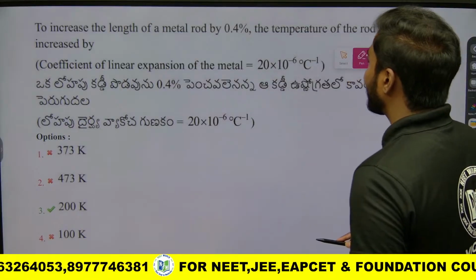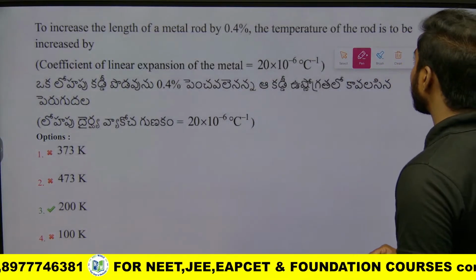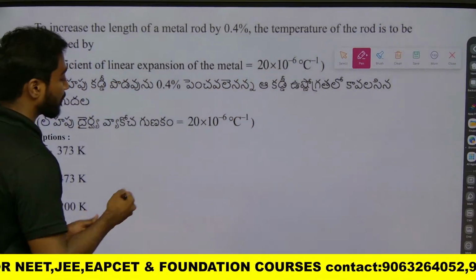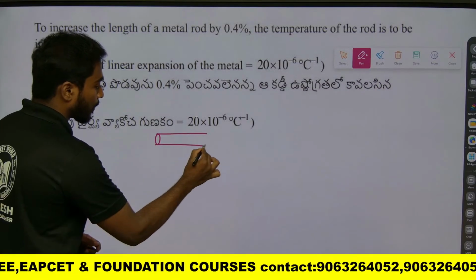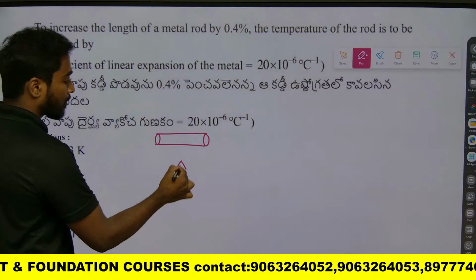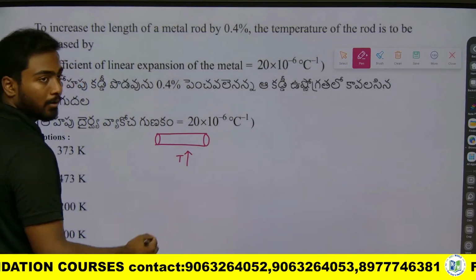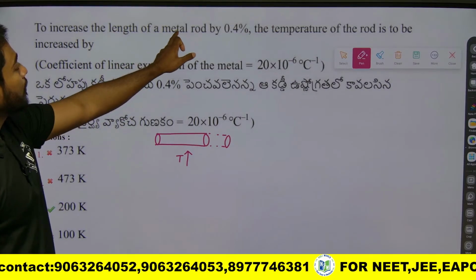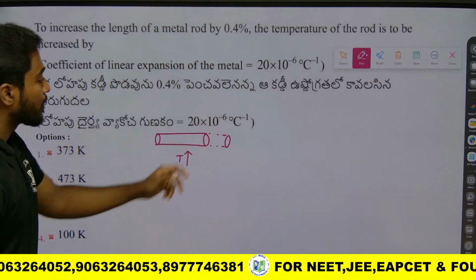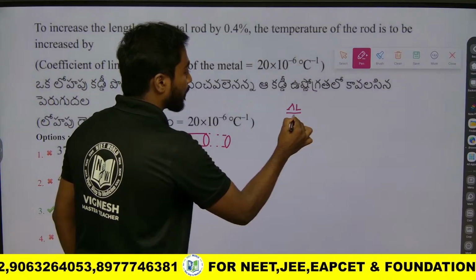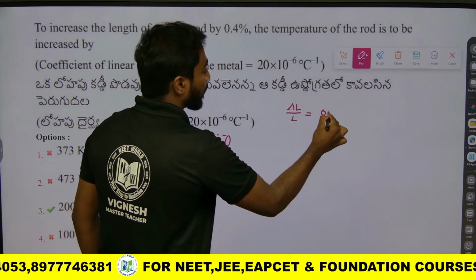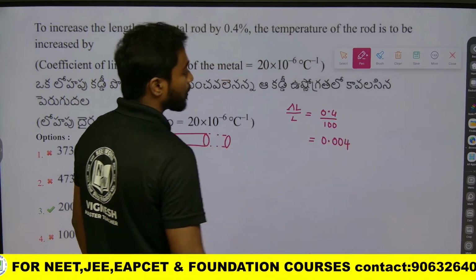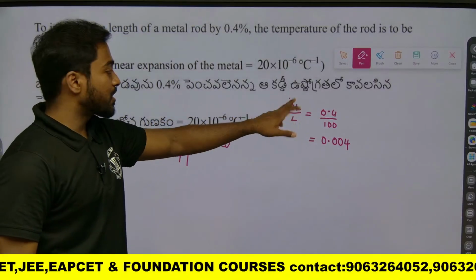To increase the length of a metal rod by 0.4 percent, the temperature of the rod is to be increased. Okay. So the concept, we know that if temperature increases, let me consider this is the rod. If I increase the temperature, the length of the rod also increases, right? So increase the length of a metal rod by 0.4 percent. So what we can write, delta L by L is equal to 0.4 divided by 100, which is nothing but 0.004. This is the change in length of the rod.